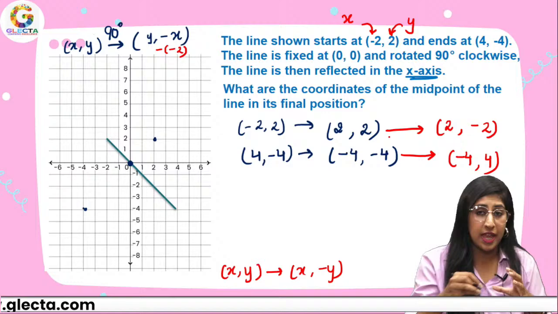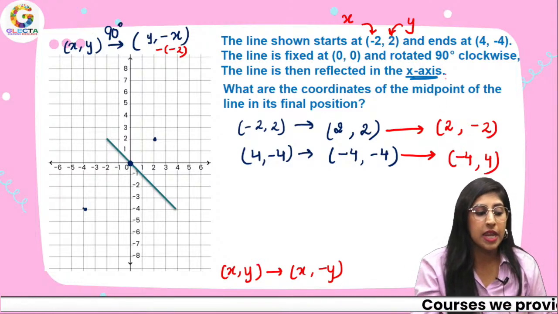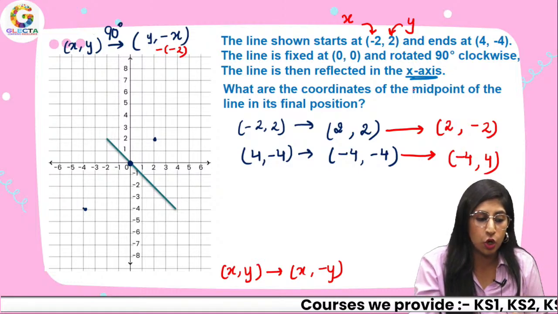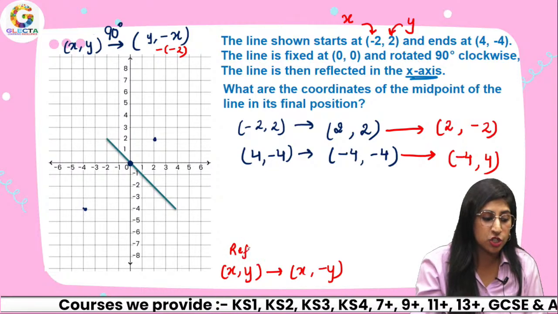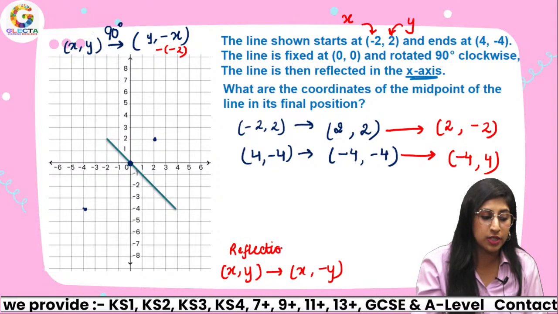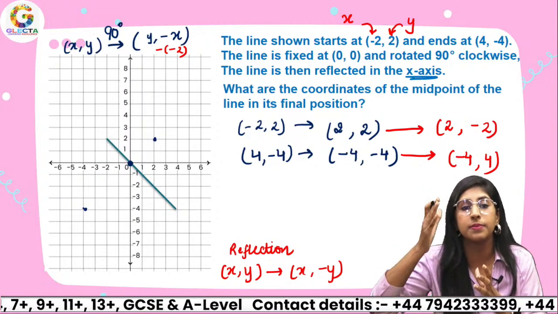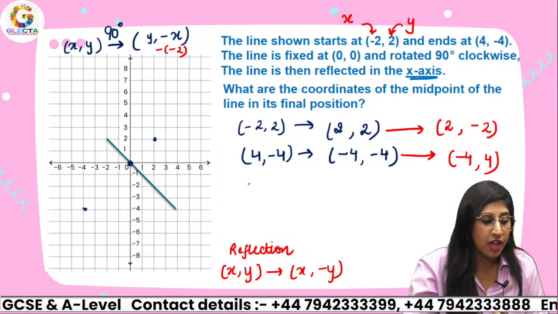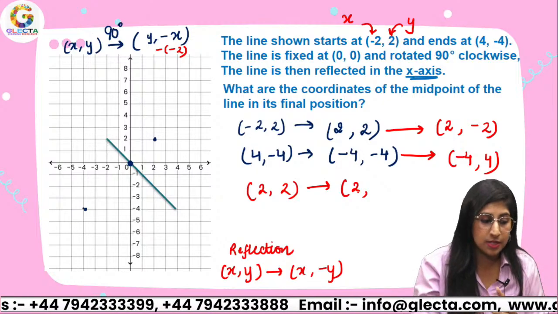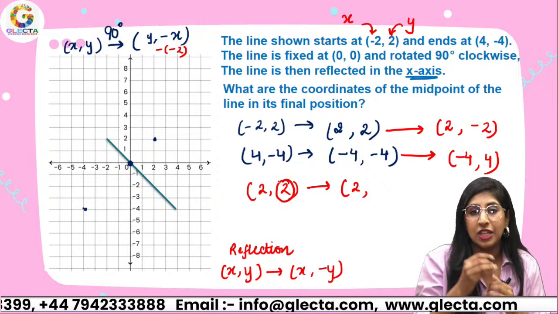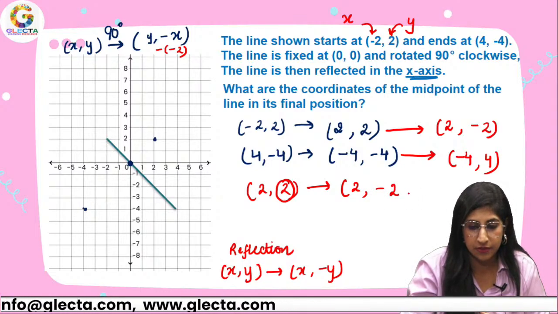Alright. So after rotating 90 degrees clockwise, now I'm going to reflect it along the x-axis. Again, I'm going to use this formula for reflection. That is, any coordinate x, y, when reflected, the y coordinate becomes negative, right? So if I have 2, 2, keep this first 2 as it is and change the sign of the second number that is there. Alright, so negative 2.